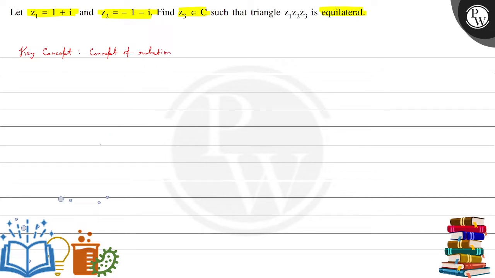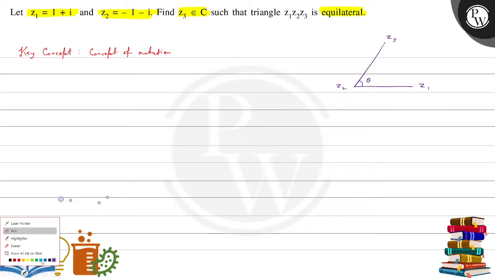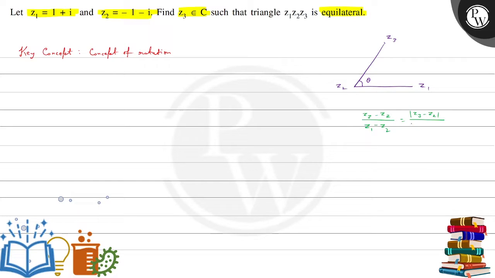This is a part of complex numbers chapter which tells you that if you have three complex numbers, मान लो z1, z2 and z3, जिनको आपने line segment से join किया है, and if the angle between them is theta, then the concept of rotation tells us that z3 minus z2 divided by z1 minus z2 will be equal to modulus of z3 minus z2 divided by modulus of z1 minus z2 multiplied by e to the power iota theta.